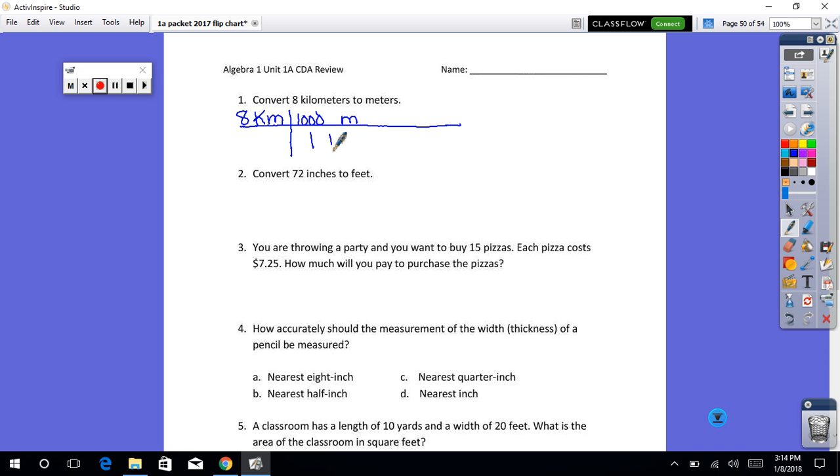in every 1 kilometer. Okay, remember, you want the one that you are starting with to cancel out, so you want to put them on opposite sides of the fraction. Okay, so 8 kilometers and the other kilometers on the bottom, so they cancel out. So when you multiply across the top, you are left with 8,000 over 1, which is 8,000, and you are left with meters as your unit of measure.